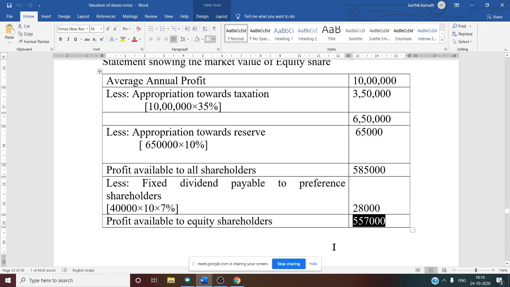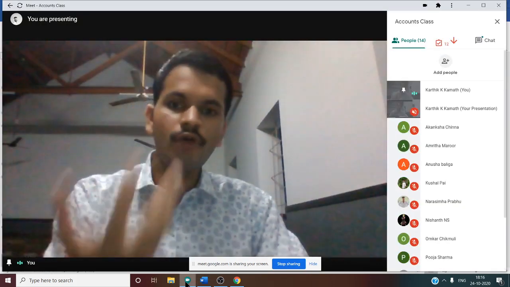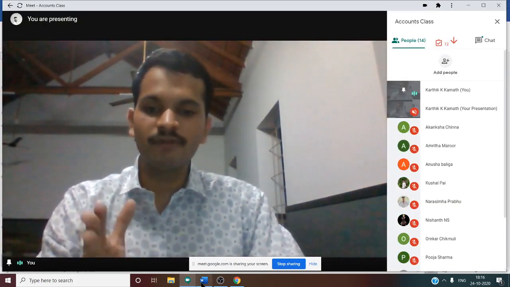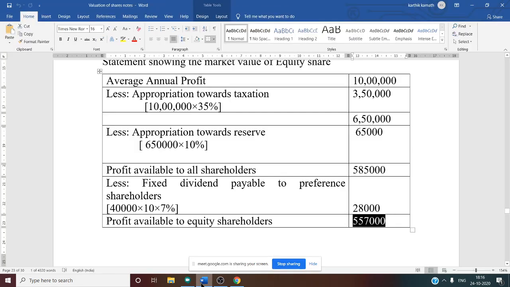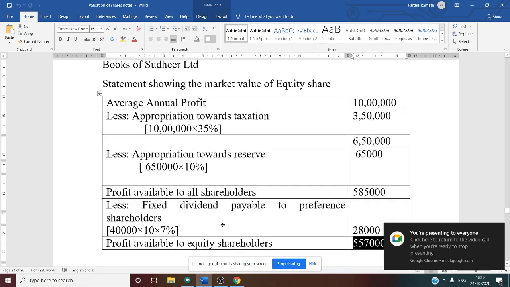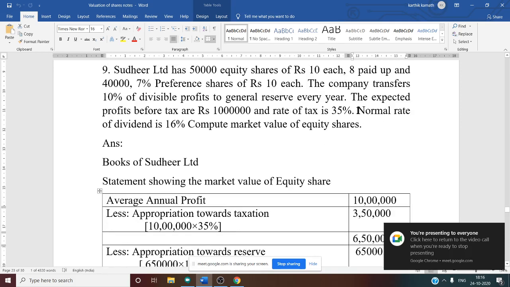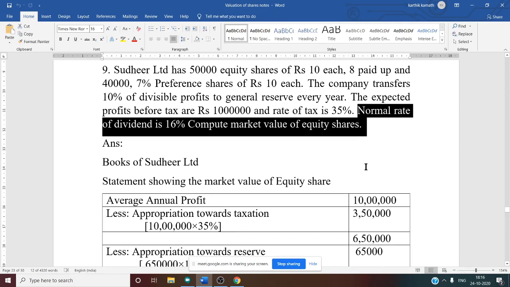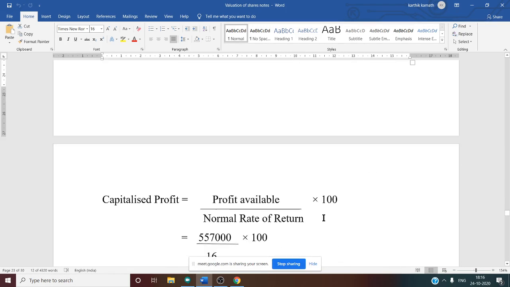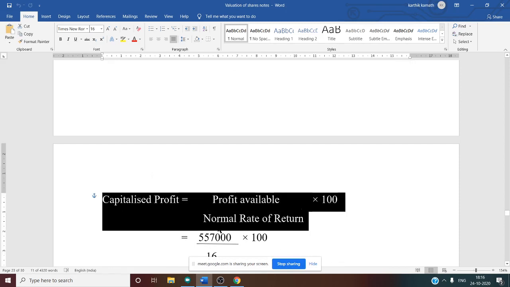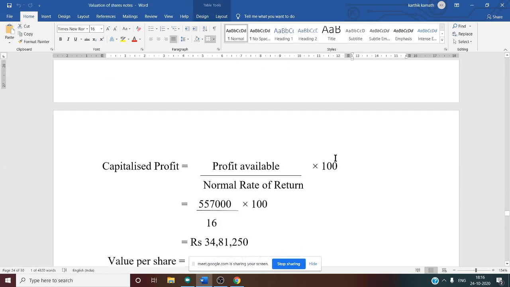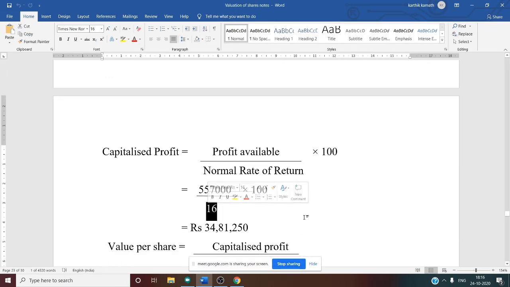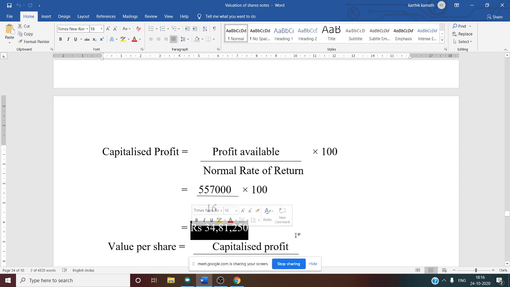After this, we need to calculate capitalized profit. The formula for capitalized profit is profit available to equity shareholders divided by normal rate of return into 100. The normal rate of return given in the problem is 16%. So just substitute in the formula. Capitalized profit is equal to the profit available we just found, that is 5,57,000, divided by normal rate of return 16, into 100.